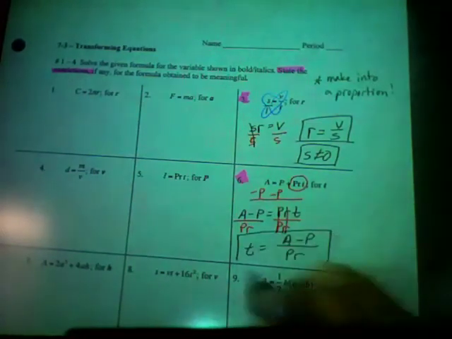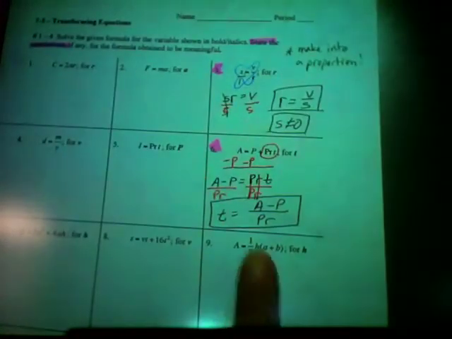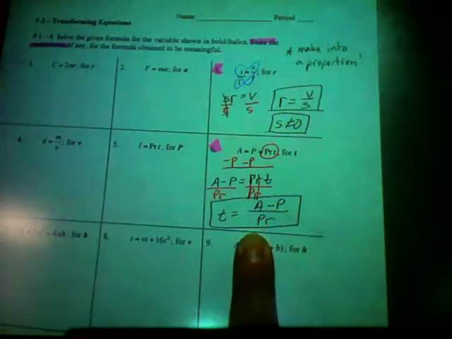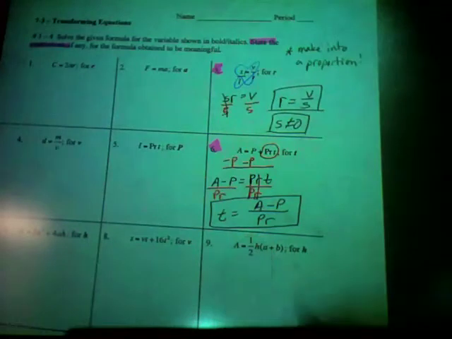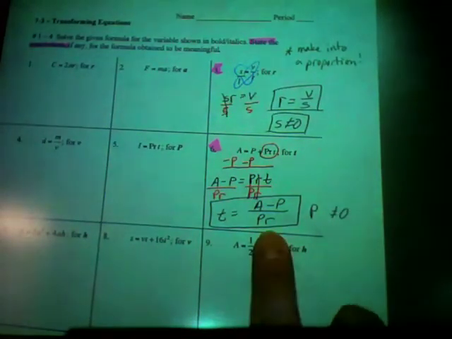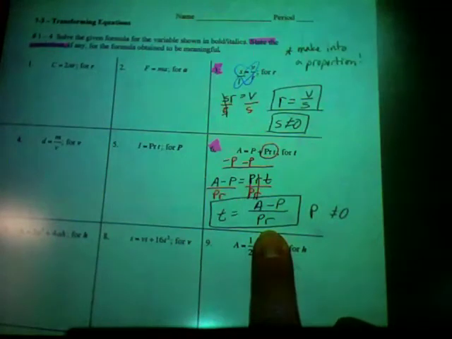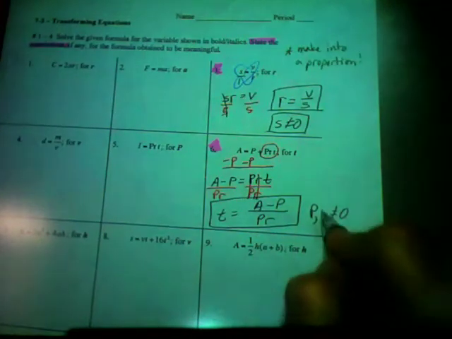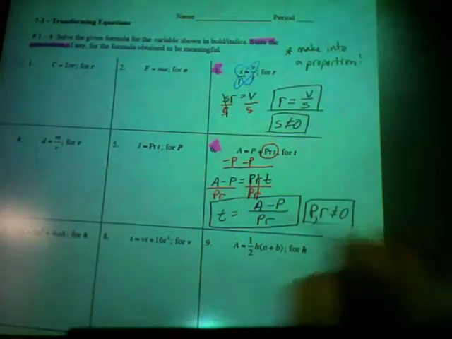Are there any restrictions? P, what value would P have to be to make the denominator 0? 0, right? So P cannot equal 0. And what value would R have to be to make the denominator 0? 0 also. So I'm going to put P comma R. Neither one of those can equal 0.